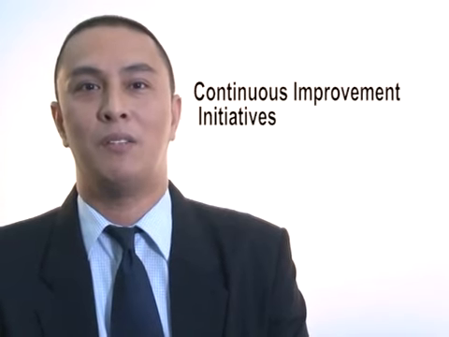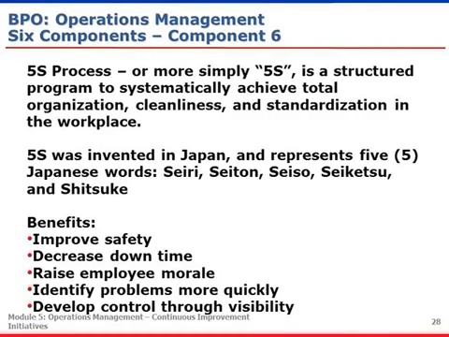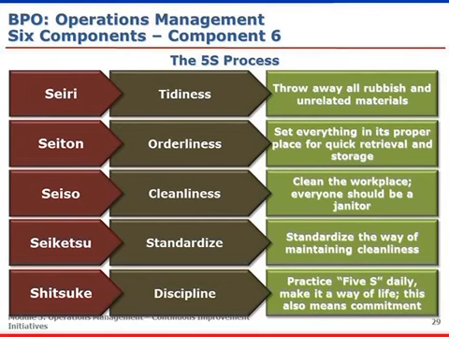Continuous improvement initiatives. The 5S process, or more simply, 5S, is a structured program to systematically achieve total organization cleanliness and standardization in the workplace. 5S was invented in Japan and represents five Japanese words: seiri, seiton, seiso, seiketsu, and shitsuke. Now, the benefits would be to improve safety, decrease downtime, raise employee morale, identify problems more quickly, and develop control through visibility.